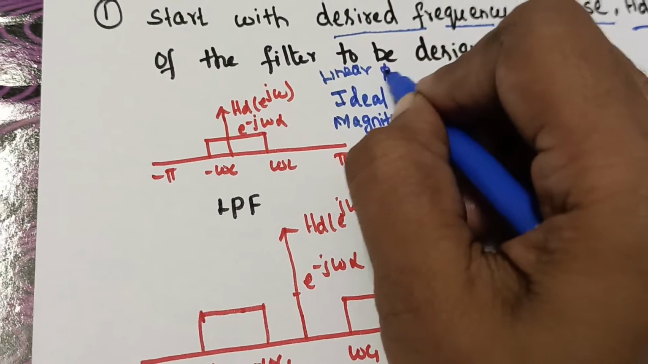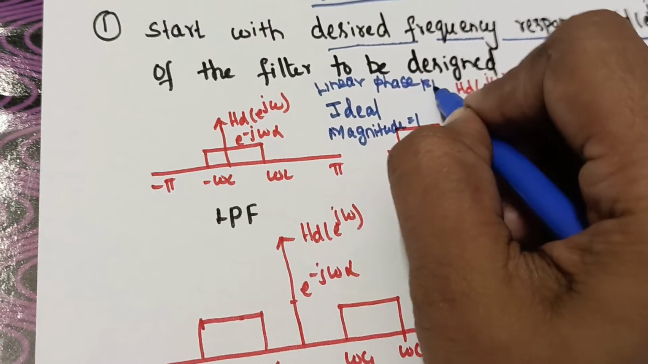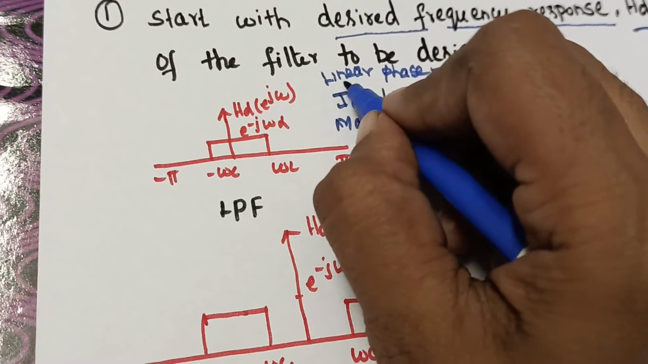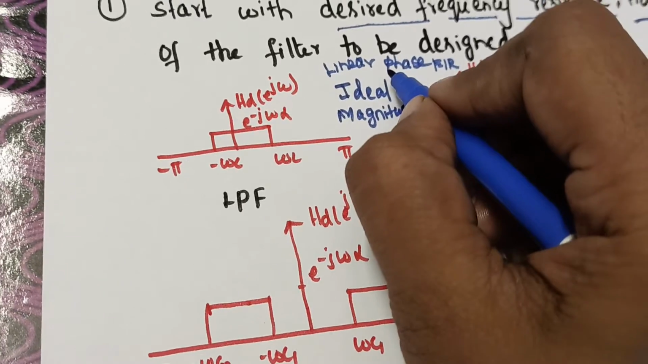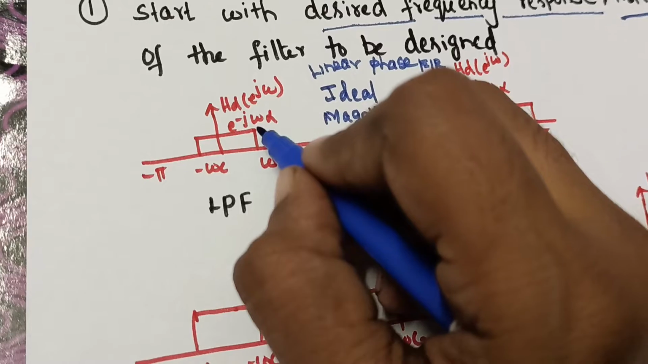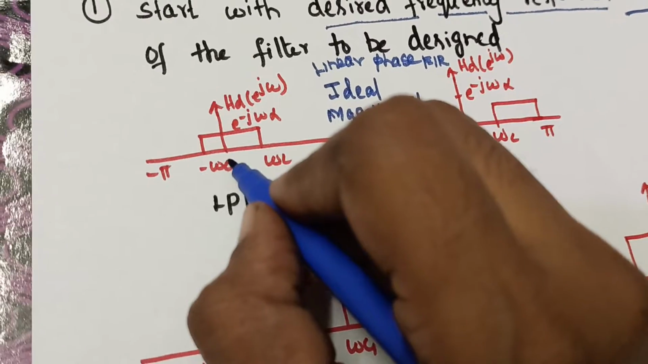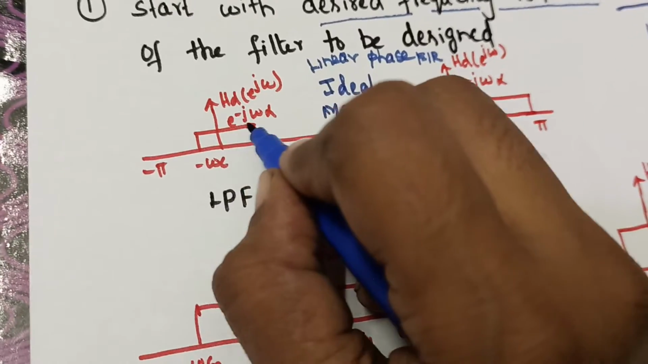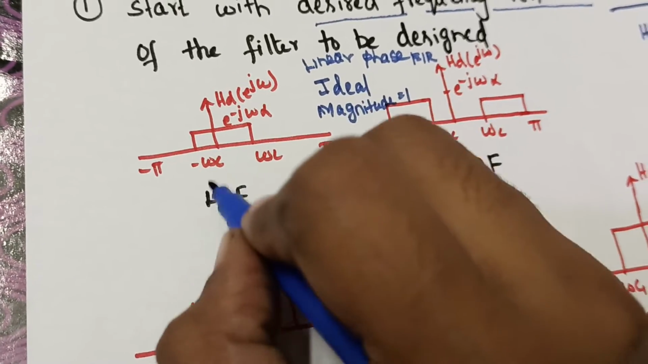It is called linear phase. One of the important properties of FIR filter is that it has linear phase response. So if the filter is to be designed as a linear phase FIR filter, in such a case the magnitude is e power minus j omega alpha. We are considering the design procedure for linear phase FIR filter. So in the desired response, we are taking the magnitude as e power minus j omega alpha. This is for low pass.